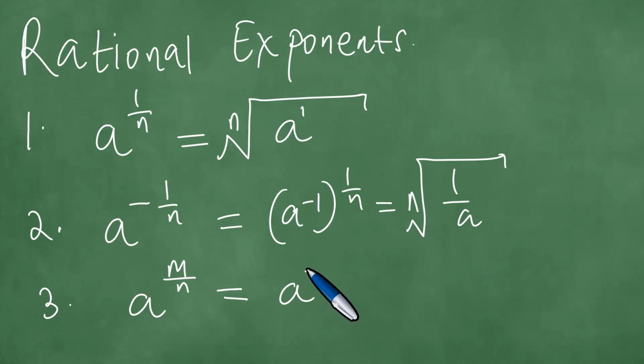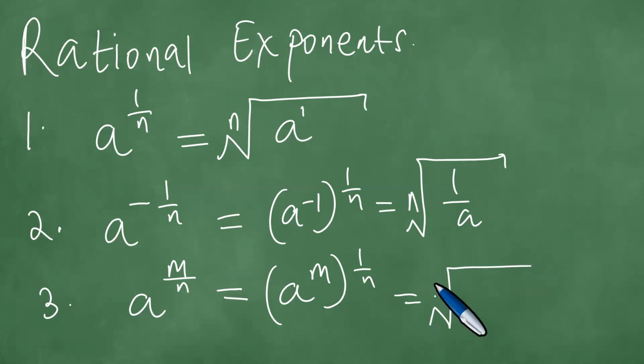So this is a to the power m over n. The denominator n in the exponent, you can write it like this, so that now you have the nth root of a to the power m.